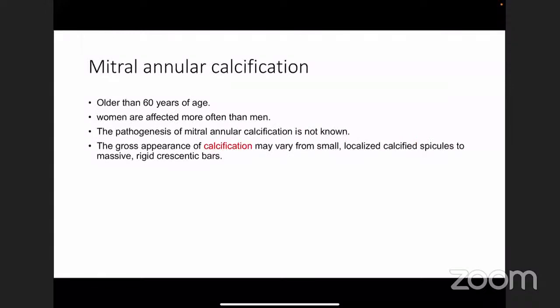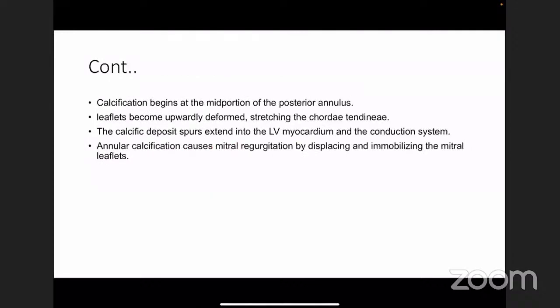Mitral annular calcification occurs in those older than 60 years of age. Women are affected more than men. The pathogenesis of mitral annular calcification is not known. The gross appearance of calcification may vary from small, localized, calcific speckles to massive, rigid, crescentic plaques. Calcification begins at the mid-portion of the posterior annulus.